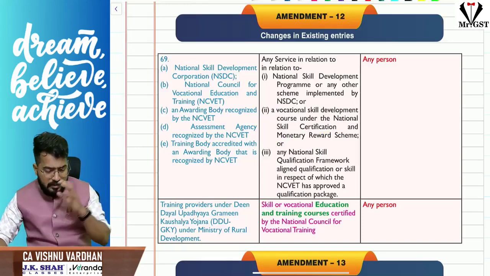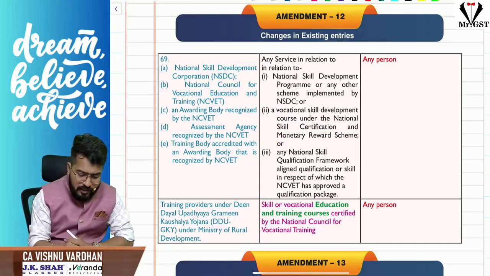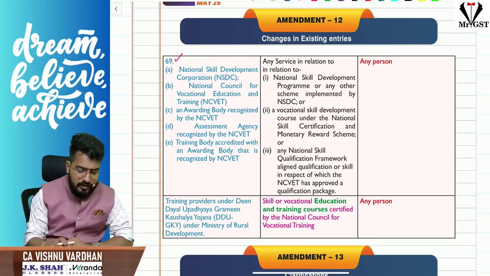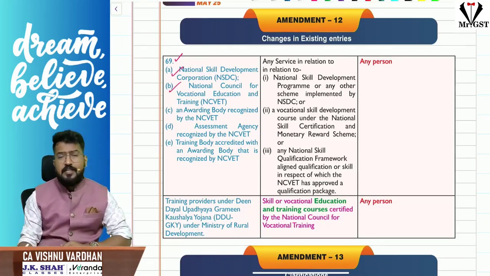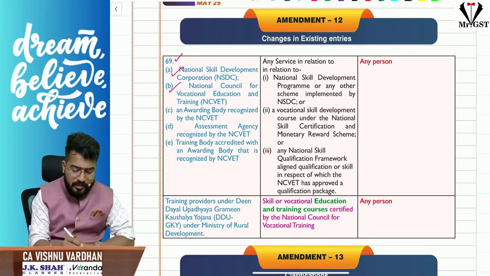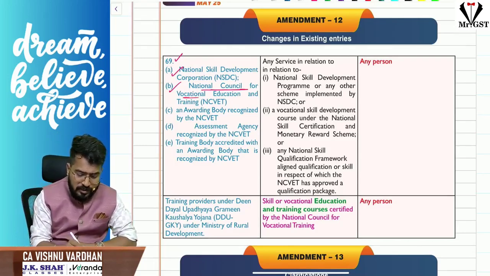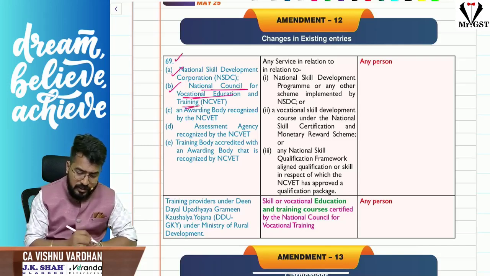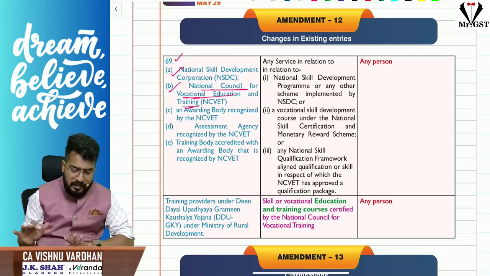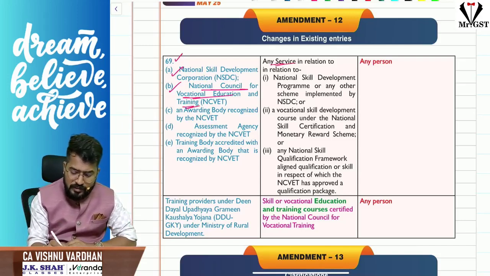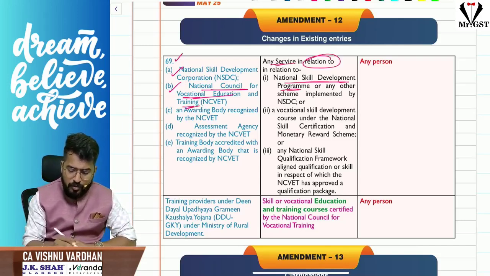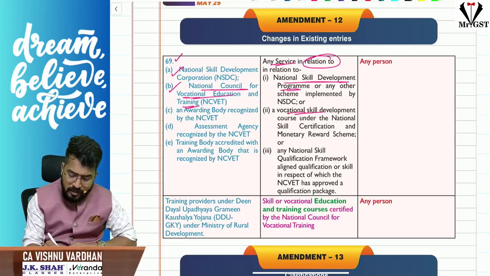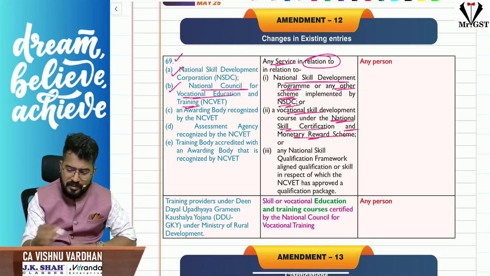Now, the changes in existing entries, if you see, earlier in this entry number 69, sir, there was NSDC and Sector Skill Council SSC, but now in place of Sector Skill Council, they have brought in the National Council for Vocational Education and Training. So apart from that, the entry is the same. So if the services of any service in relation to national skill development programs or any vocational skill development programs which are implemented by NSDC, or here which are under the National Skill Certification and Monetary Reward Scheme. So just government scheme names, just remember that. So that's all those schemes.